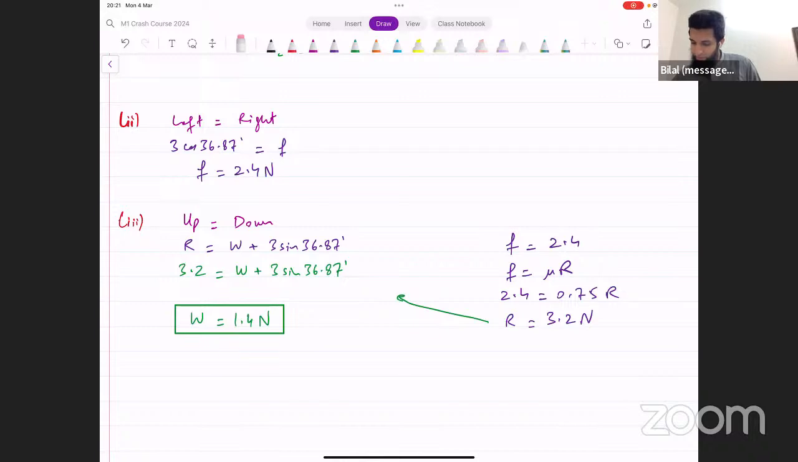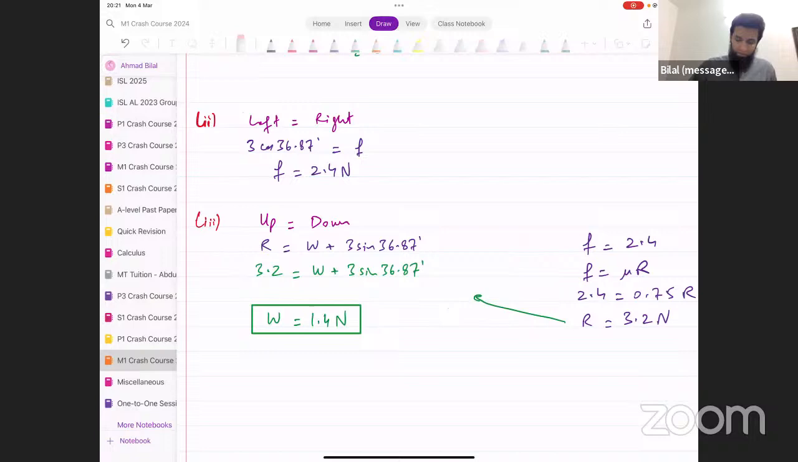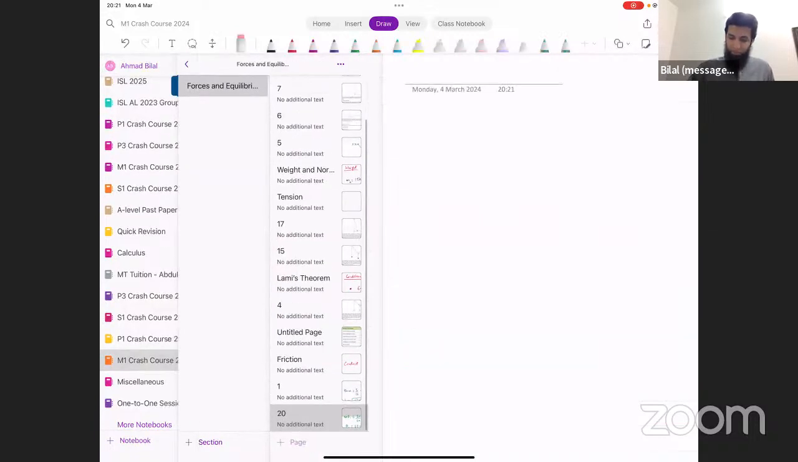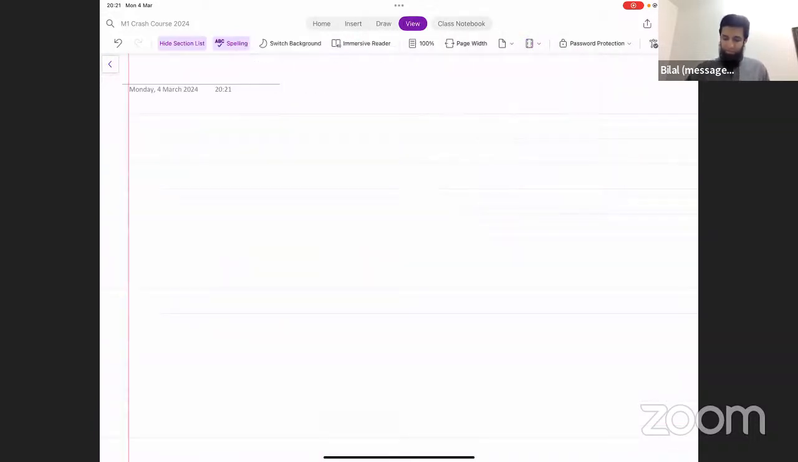This was question number 20. Any other questions from the worksheet? Anyone? No? Okay, so let me find another one that's slightly complicated. Yeah, let's try question number 15 from the friction worksheet.